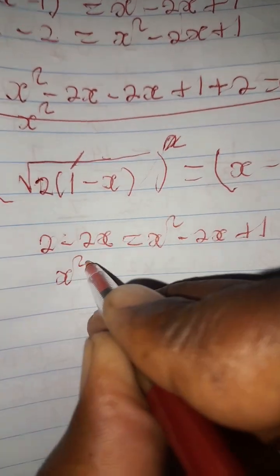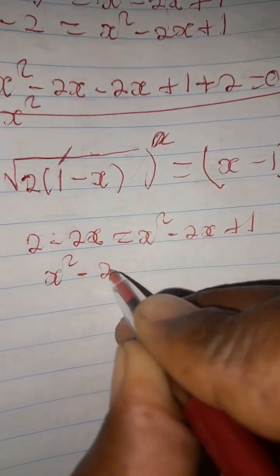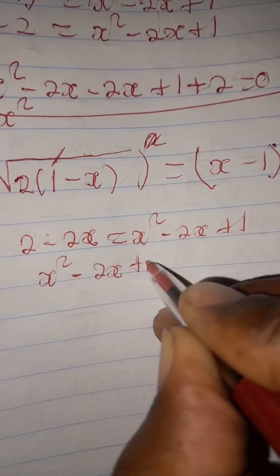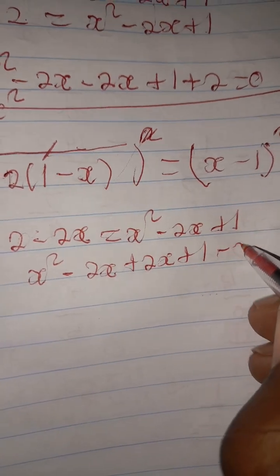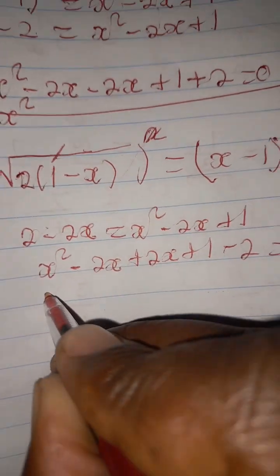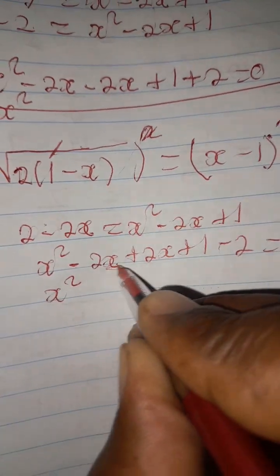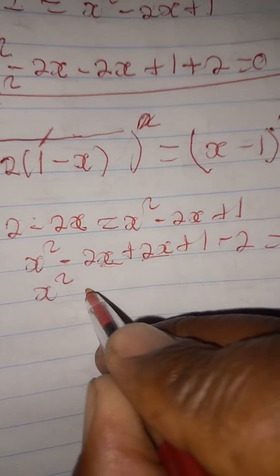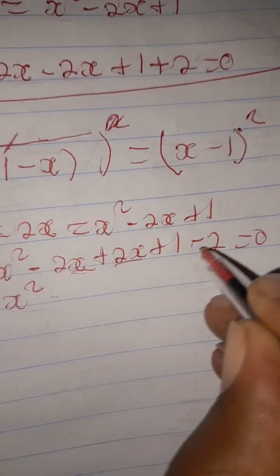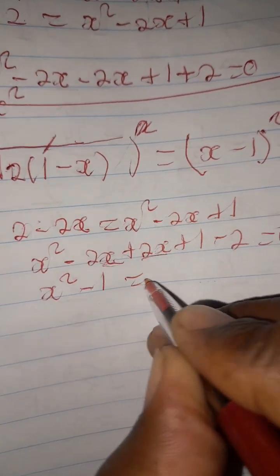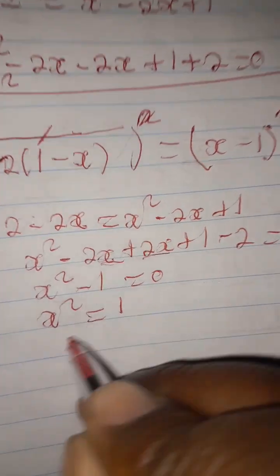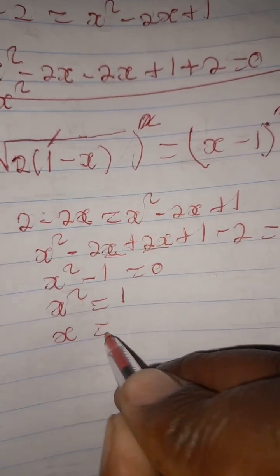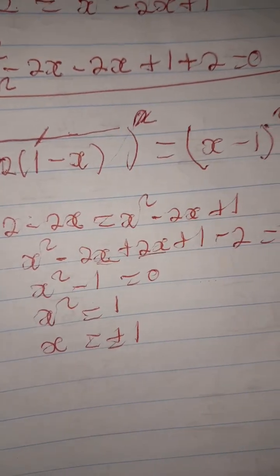Then you rearrange this in the standard form. Take 2x to the other side, it becomes positive 2x. Plus 1, take the other 2, it becomes minus 2, equated to 0. So we have minus 2x plus 2x, that will be 0, and 1 minus 2, that will be minus 1, equated to 0. So we have x squared is equal to 1. Then what is the root of x squared? That will be plus or minus 1.